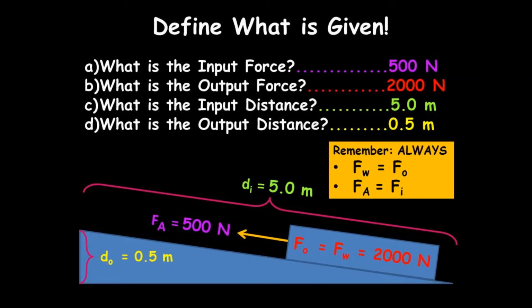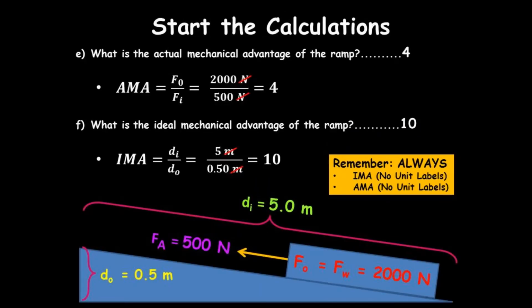What is the output distance? That's going to be the distance you end up above the ground. So that's going to be 0.5 meters. Now let's begin to examine the problem. Now we've identified A through D, so let's start with E. And in this case, we're going to do E and F together, AMA and IMA.